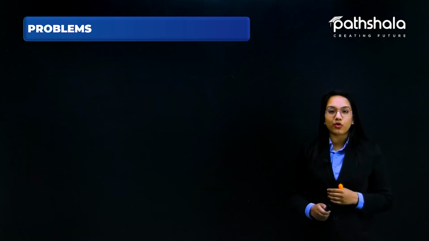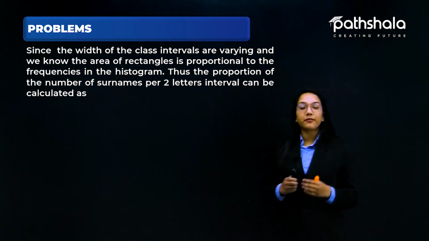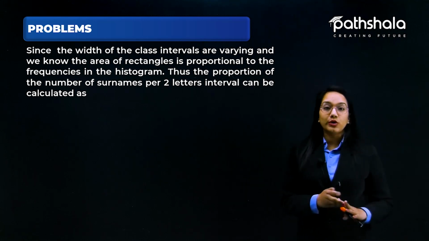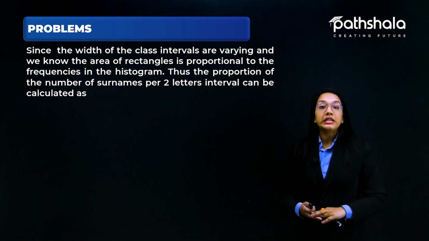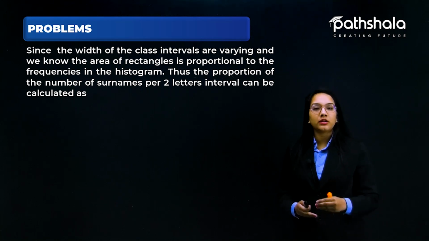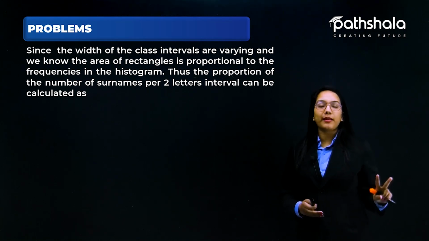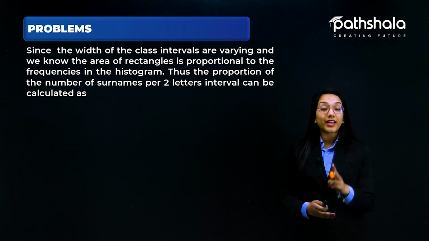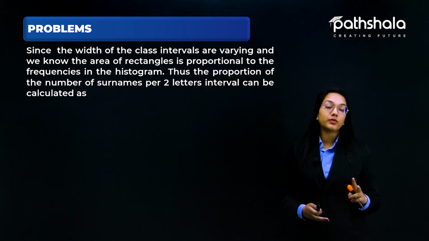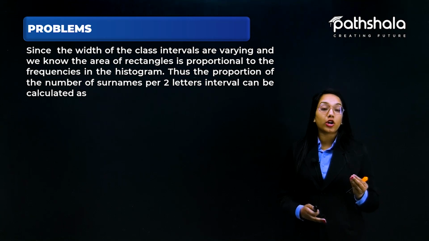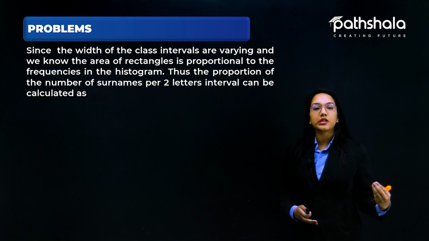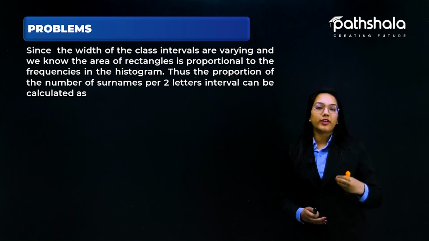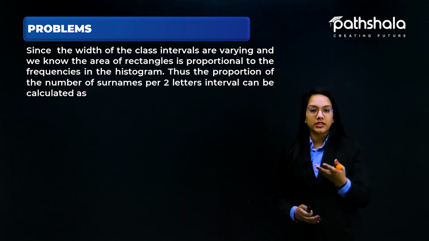Since the widths of the class intervals are varying, and the area of the rectangle should always be proportional to the frequencies in a histogram, the proportion of the number of surnames per 2-letter interval can be calculated. Why are we taking a 2-letter interval? Because we always have to look for the smaller class size, and the smallest class size was 2.